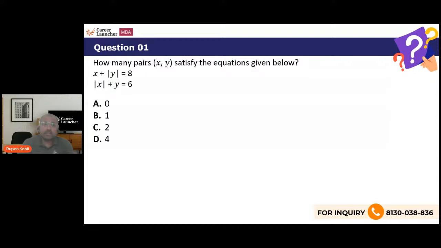So mathematically, the modulus function is defined as mod x equals x when x is positive and mod x equals negative of x when x is negative. That is the standard mathematical definition of f(x). So in this question, for example, we can see that the mod terms are involved in the variables. The standard way to deal with any such modulus question is that you break down each term as per whether the input is positive or negative.